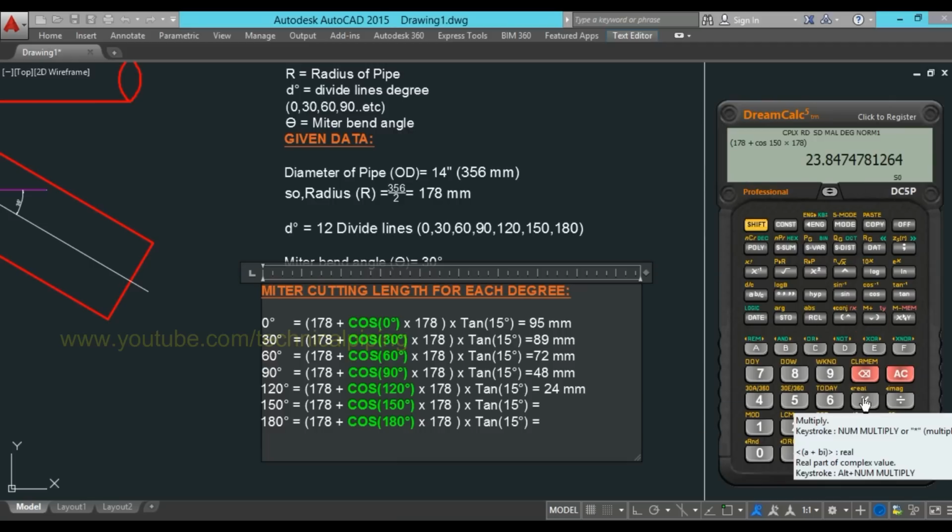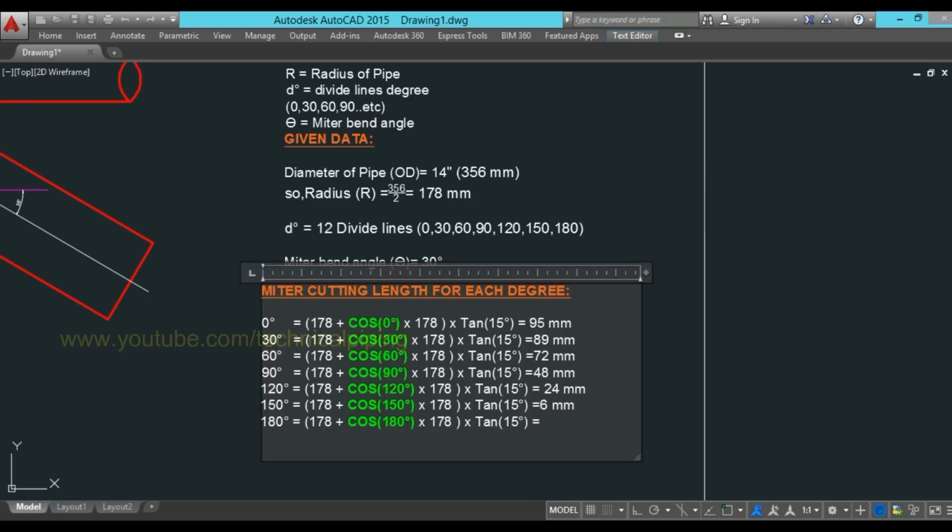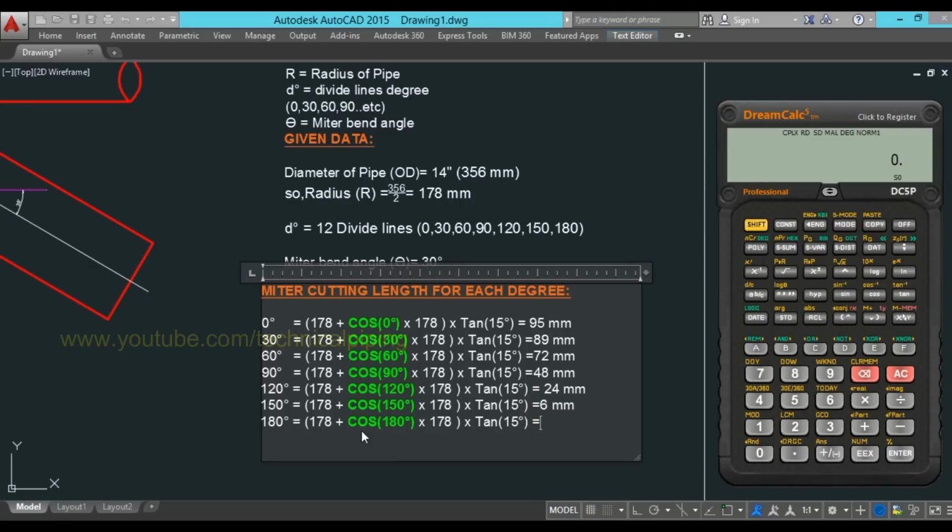If you use the same miter bend angle of 30 degree for the calculation, your final miter bend angle will be 60 degree, so don't make that mistake. So, for any miter cut, you have to enter half the value of the miter angle.